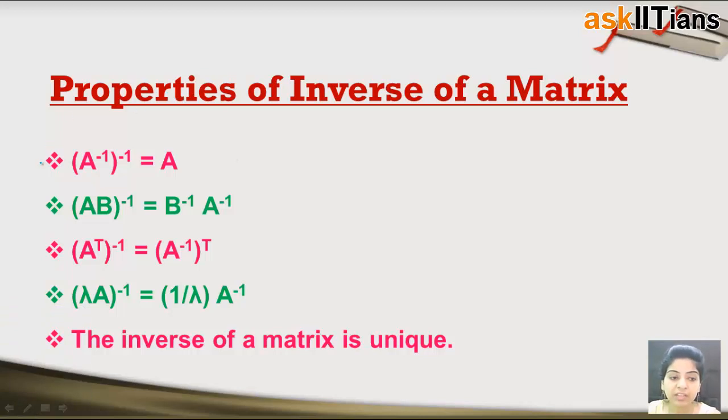Okay, now we have some important properties of inverse of a matrix. The first property says A inverse inverse is equal to A. If you find out the inverse of an inverse of a matrix, that will come out to be the matrix itself. This is quite simple. In fact, it is obvious too. Okay, this is important. This proves useful in various questions.